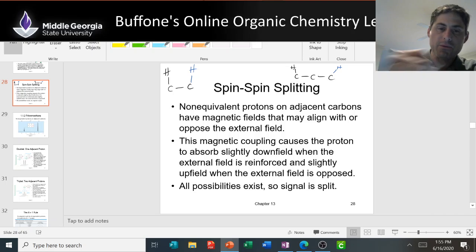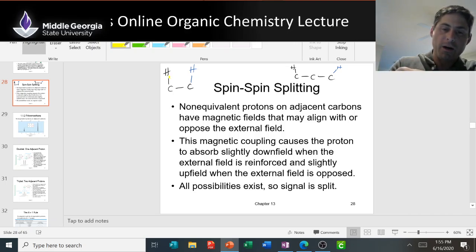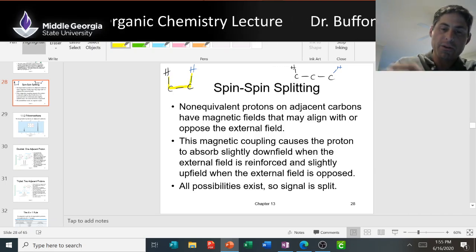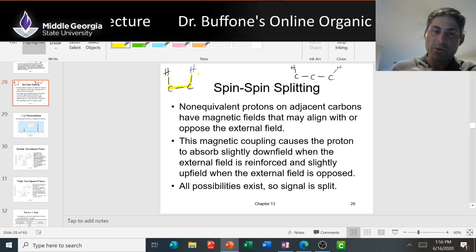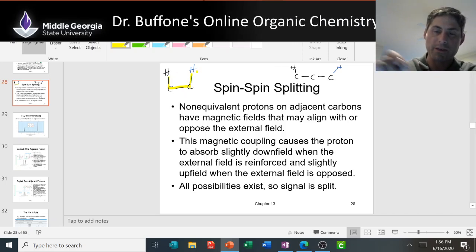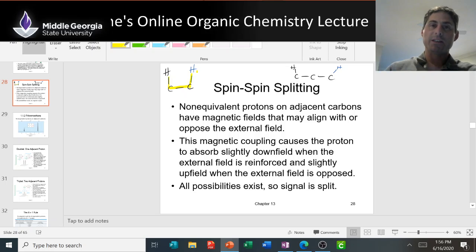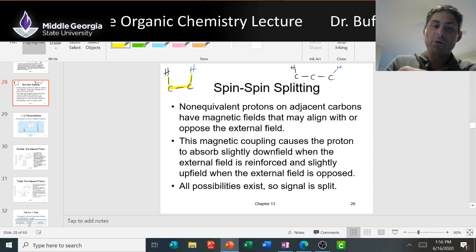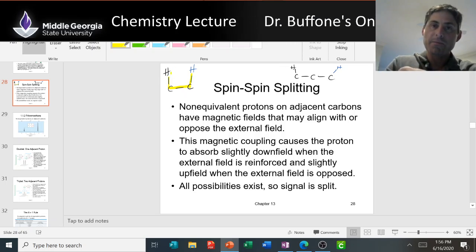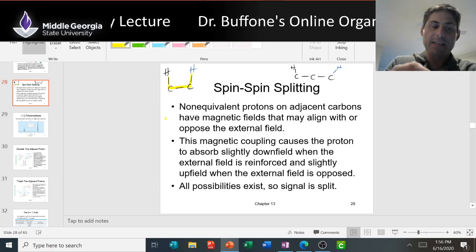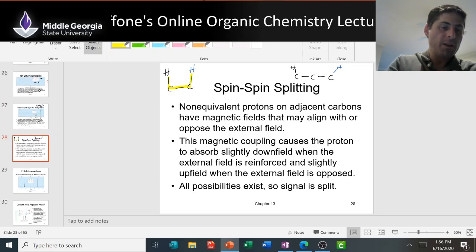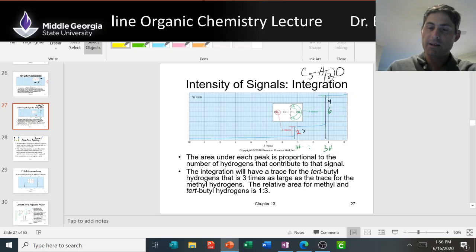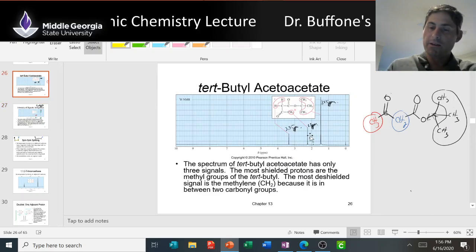Here's the 3-bond rule. Bond 1, 2, 3. If they're 3 bonds away, if those 2 protons are 3 bonds away and they're non-equivalent, that's why I drew them in different colors, they can split each other's signal. So a proton gives a signal. If it's not split, it's a singlet. Just like you saw singlets here, here, here, here, and here.